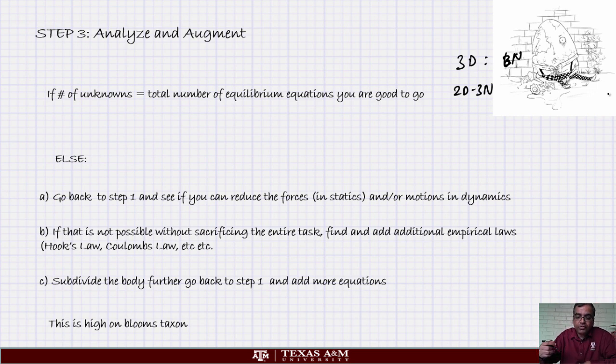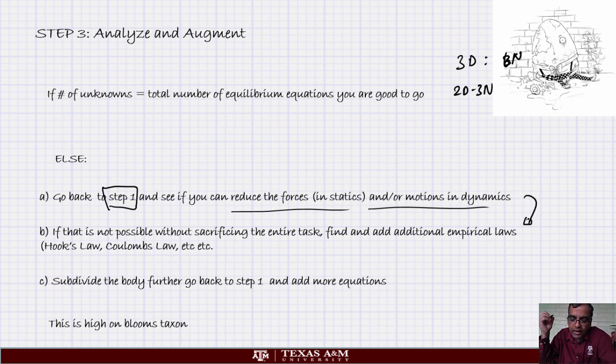So if there are not enough equations for unknowns, you have to do one of two or three different things. First thing is, go back to step 1, that is isolate and idealize, and see if you can reduce the forces or the number of different motions in dynamics. See if you can simplify it in some way. If that doesn't work, then try the next option.